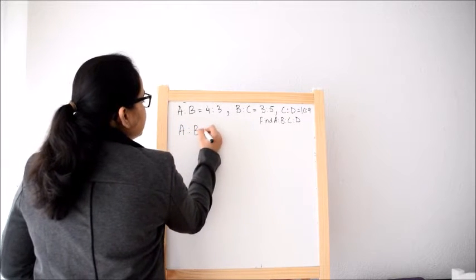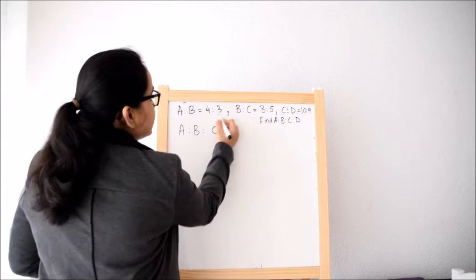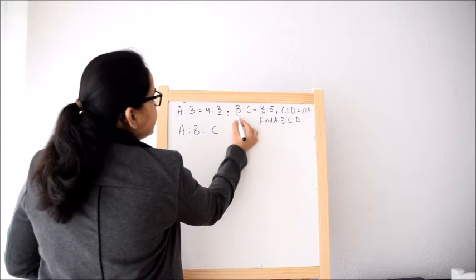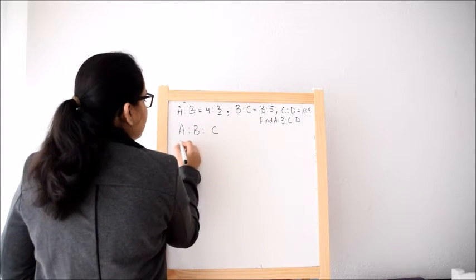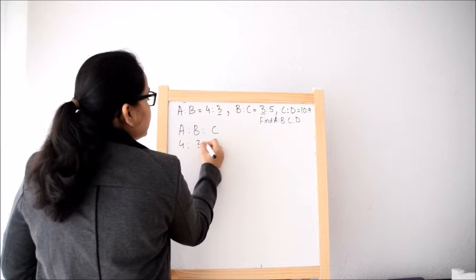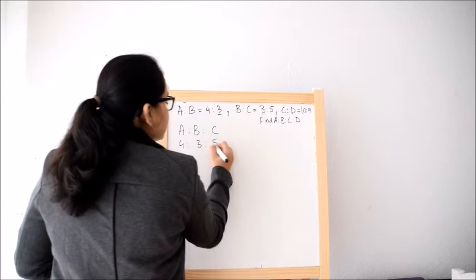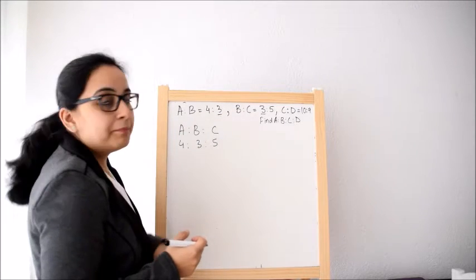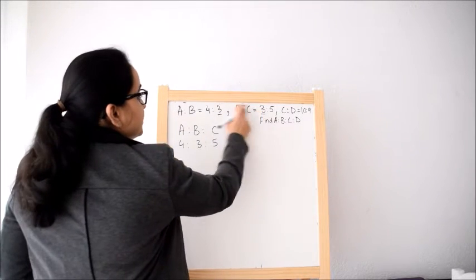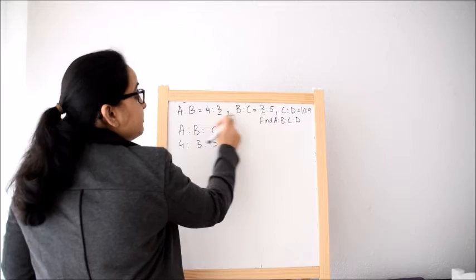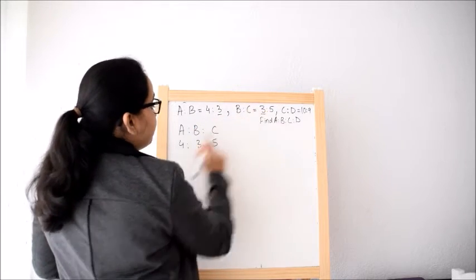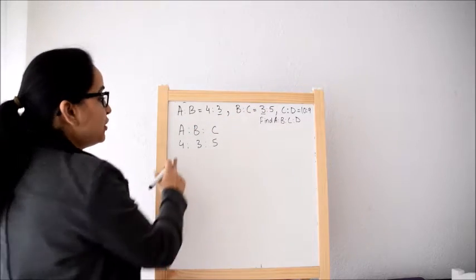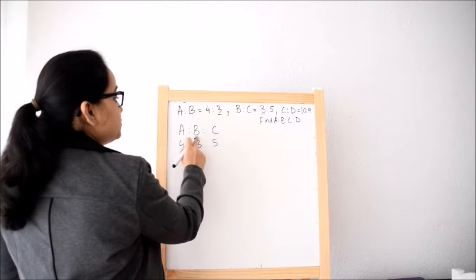A is to B is to C, and in this case B is same, right? A is 4, B is 3 and C is 5. So if this B was not same, then we would have to multiply this first term with both of them and this second term with both of them. But here it is same. So we now know A is to B is to C.